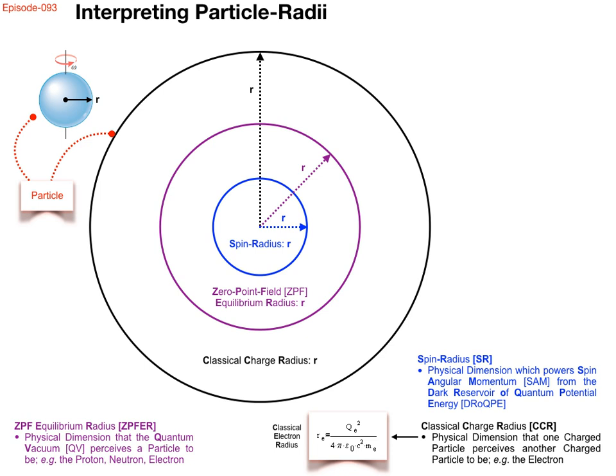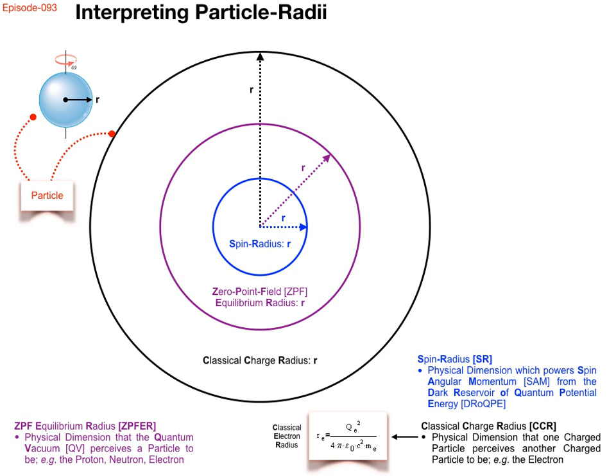Firstly, we shall define spin radius as the physical dimension which powers spin angular momentum via the dark reservoir of quantum potential energy. In other words, energy flows from the dark reservoir of quantum potential energy to a particle which powers the spin phenomenon in perpetuity.